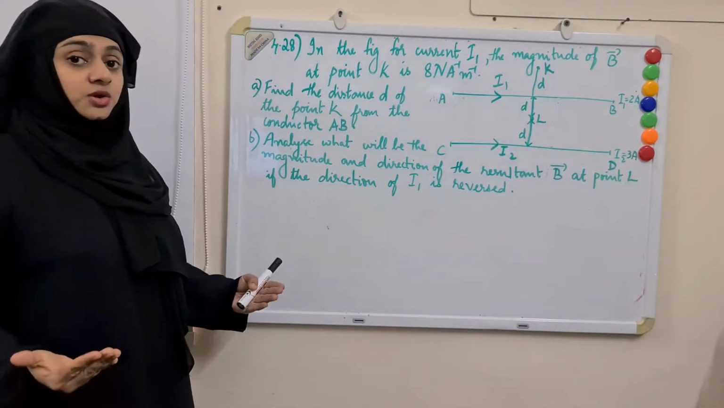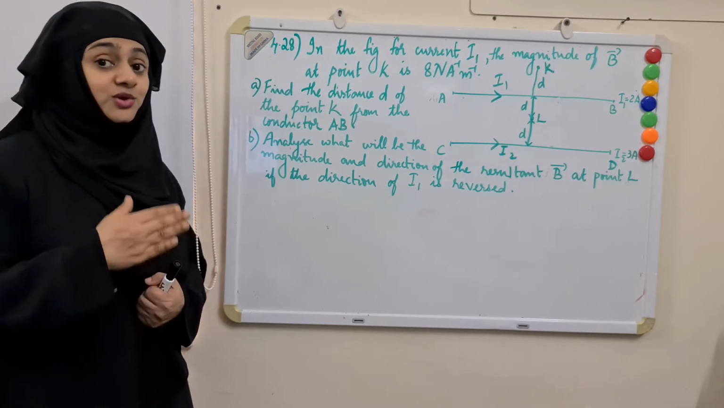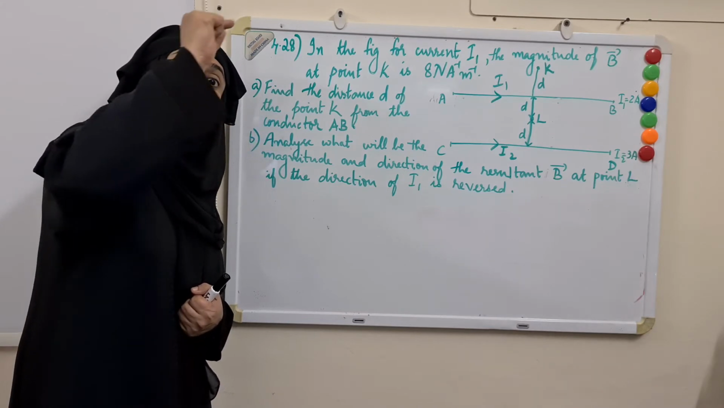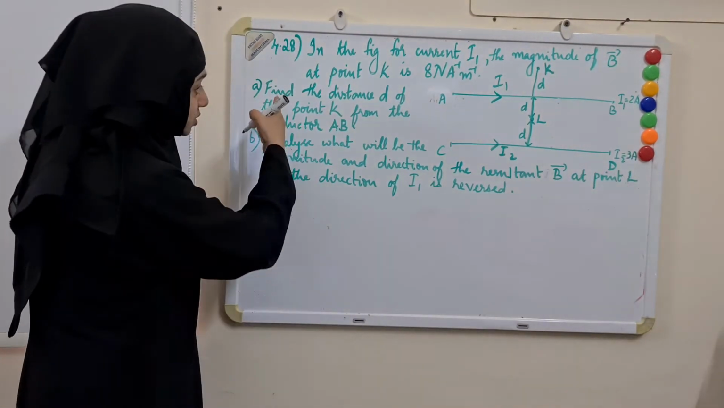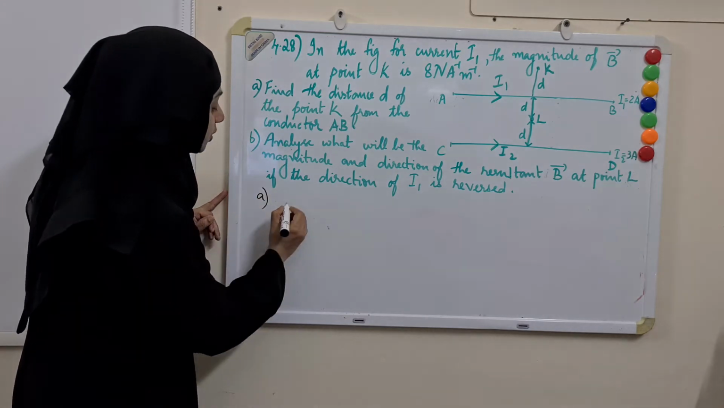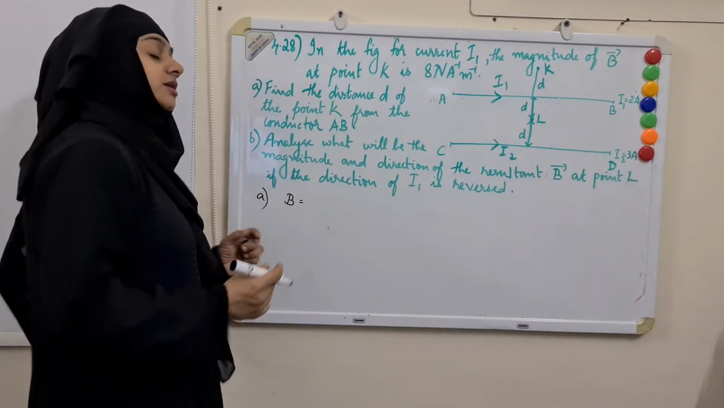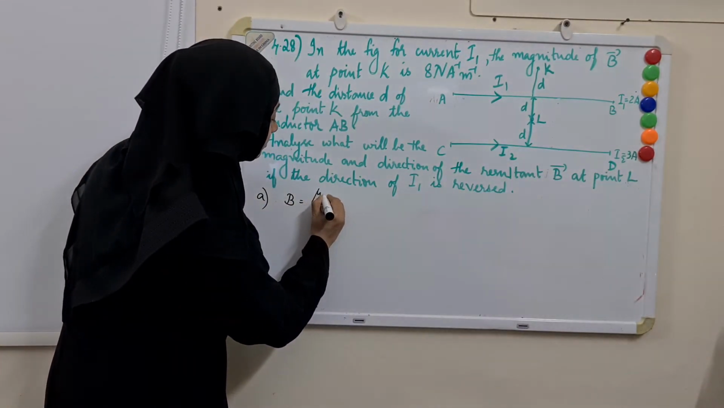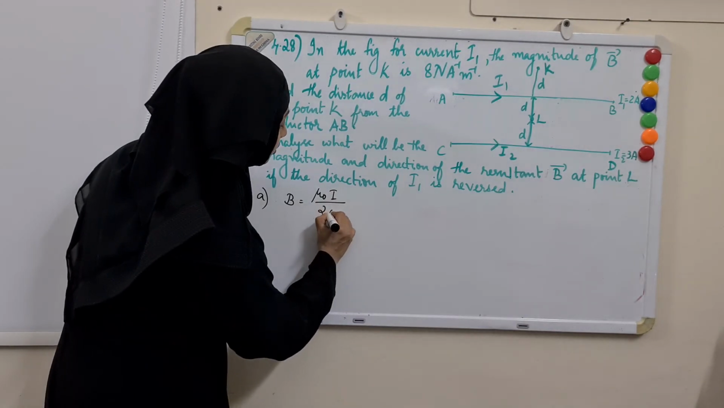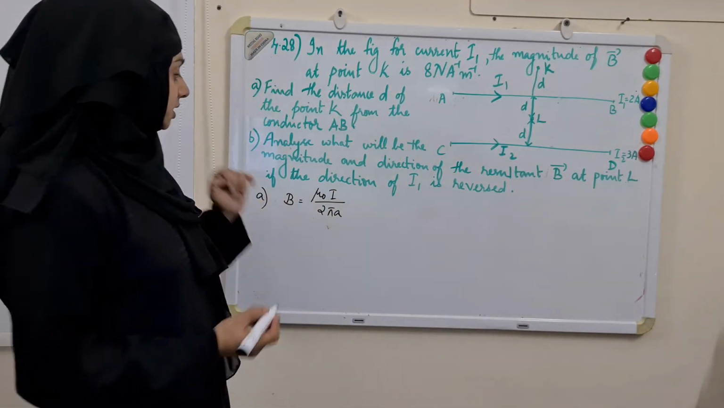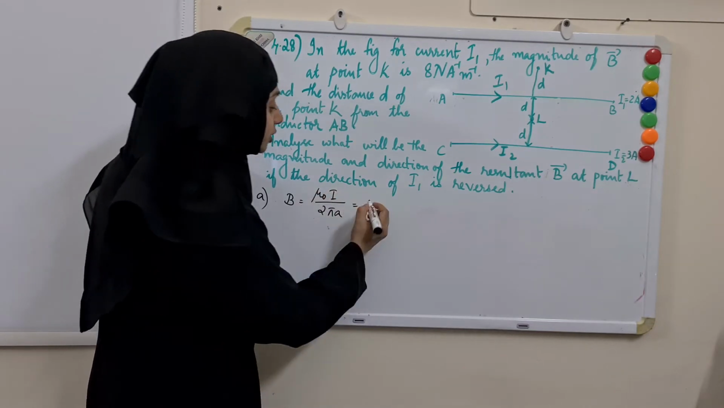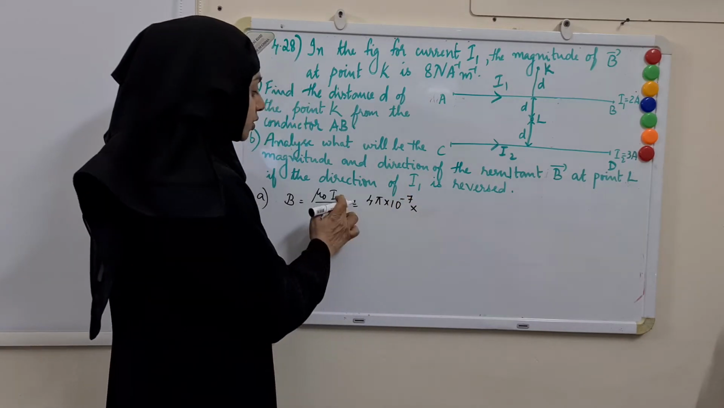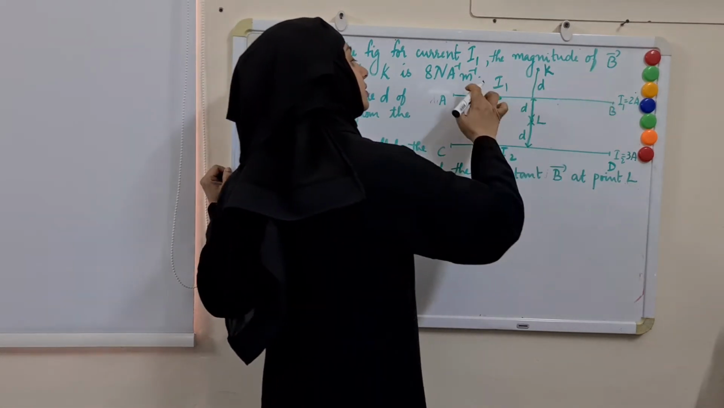So, which equation will we use? We know the magnetic field due to a current carrying wire at a distance, right? So let us use that equation to find the value. So B, the magnetic field due to a straight wire carrying current, is equal to mu naught I by 2 pi A. This is the equation we learned. And mu naught, we know it is 4 pi into 10 raised to minus 7 times the current here, I1.